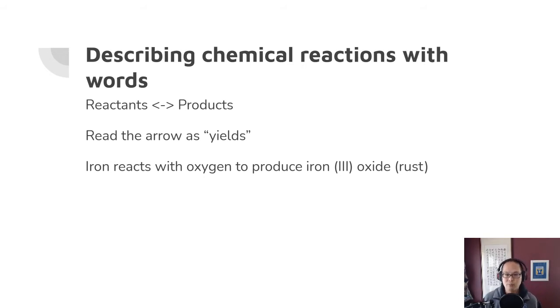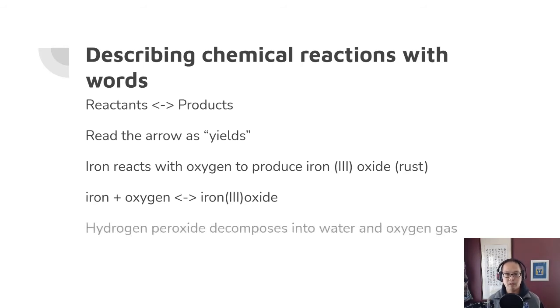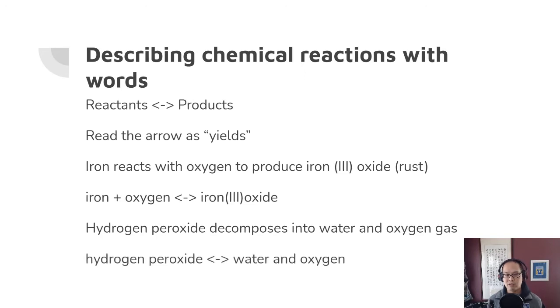Iron reacts with oxygen to produce iron 3 oxide, which is rust. So I say iron plus oxygen yields iron 3 oxide. Hydrogen peroxide decomposes into water and gas. Hydrogen peroxide yields water and oxygen.